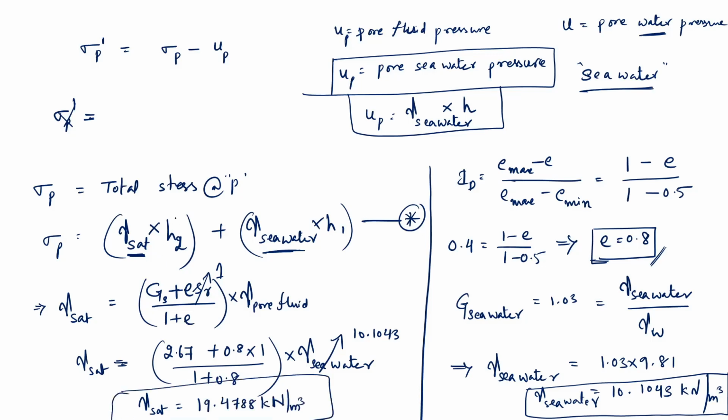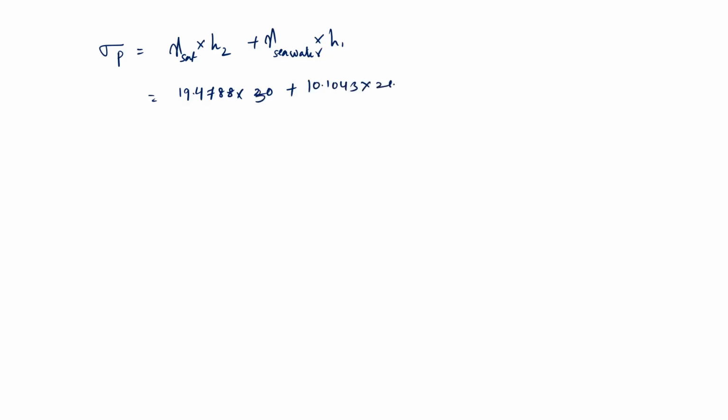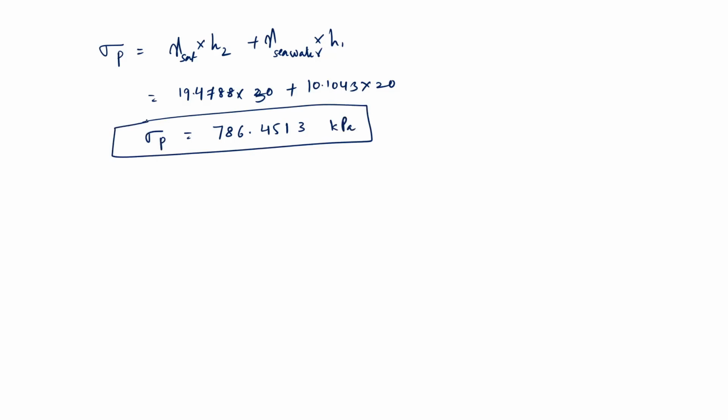Then we know the H2 value. H2 value is how much? 30 meters. And now gamma seawater also we know. You know the H1 value, that is 20 meter. So let us find out sigma P equal to gamma sat into H2 plus gamma seawater into H1. Gamma sat 19.4788 into 30 plus gamma seawater 10.1043 into 20. Let us find out. 786.4513 kPa. This is total stress at P.